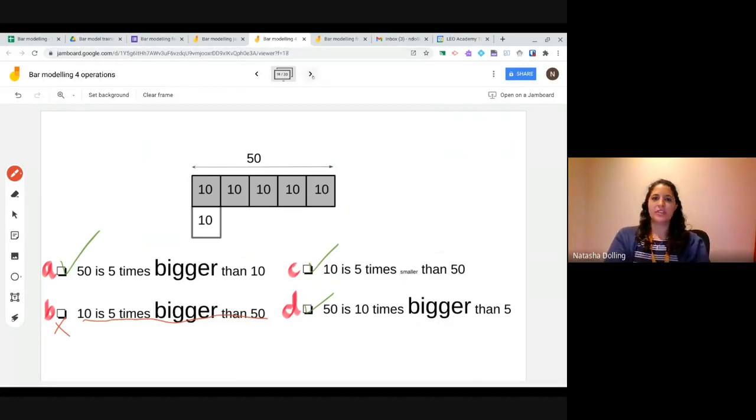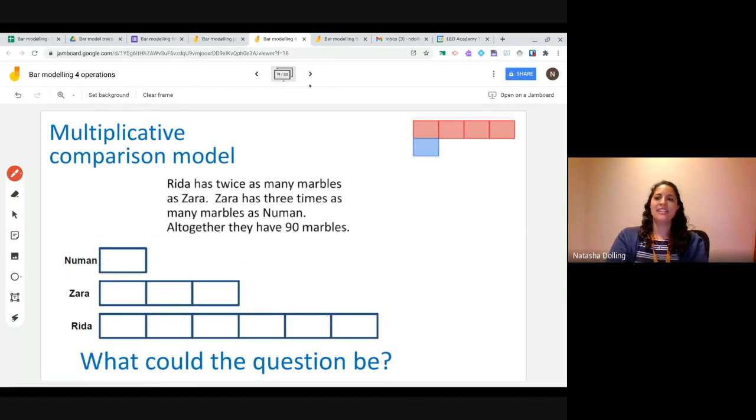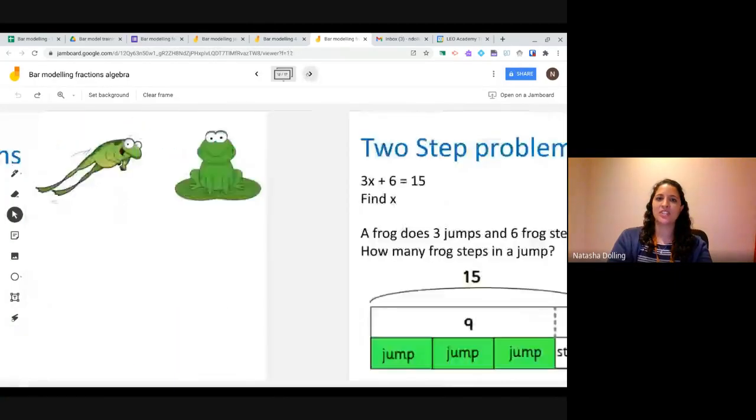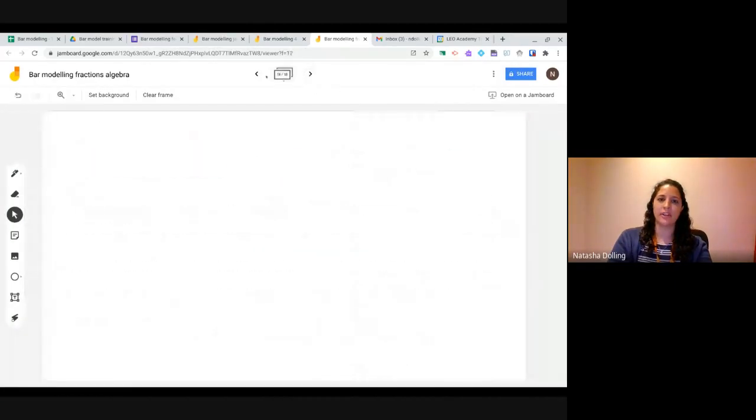Now, I'm so sorry that we've run out of time. My last activity for this type of bar model was going to be to come up with your own questions for this type of multiplicative bar model where you've got all these relationships. But alas, time has run out. So I'm actually going to have to forward through and just summarize what we have gone over.